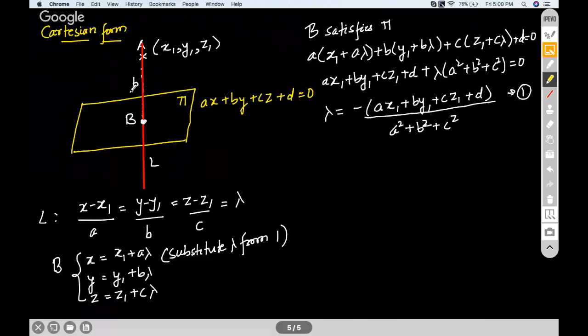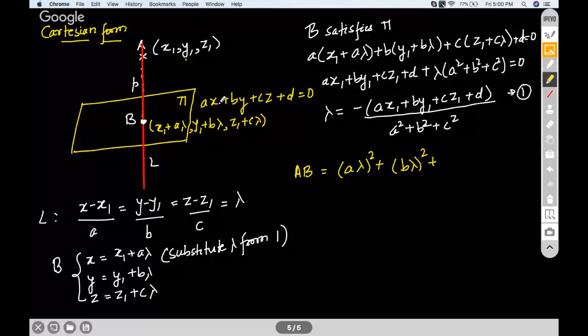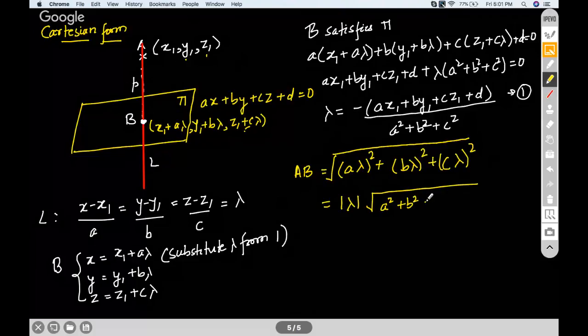Now let us go and find out P, the perpendicular distance. Now if you know this point B has a coordinate of x1 plus A lambda, y1 plus b lambda, z1 plus c lambda, then your distance AB is going to be, x2 minus x1 square, which is a lambda square, y2 minus y1 square, which is nothing but b lambda square, and z2 minus z1 square, which is nothing but c lambda square, under root of this whole thing. So this is going to give me mod lambda times under root a square plus b square plus c square.